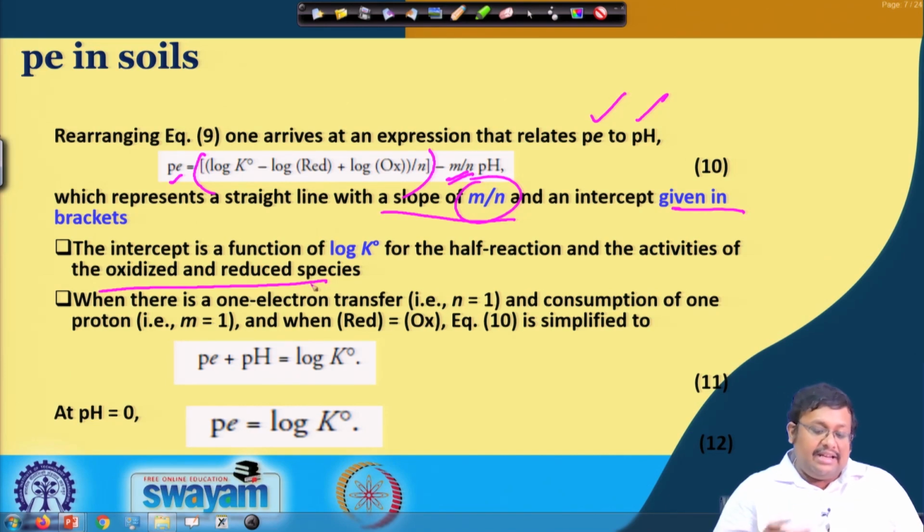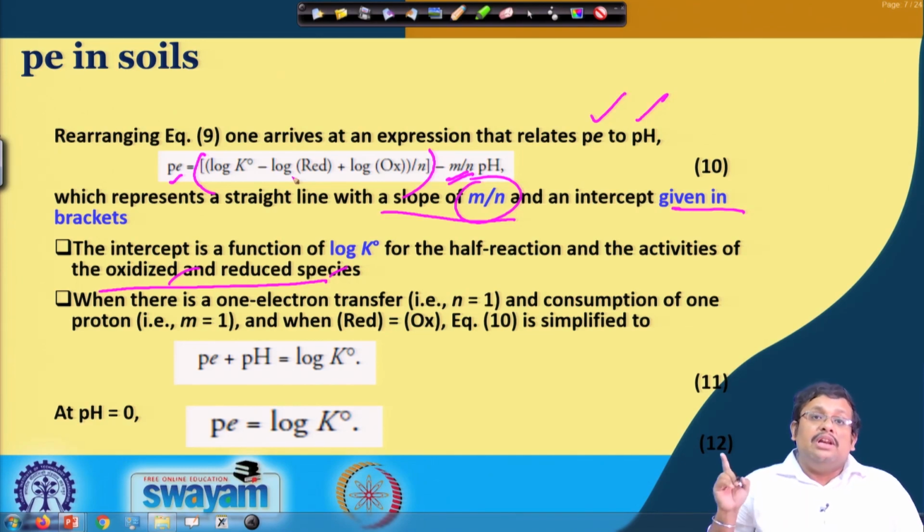Now, for calculating this log K0, we have already calculated it in our previous modules. So, you can see that the intercept, which is basically a combination of these terms, depends on log K0 for the half reaction and also the activities of the oxidized and reduced species, as you can see in the parenthesis: concentration of reduced species as well as concentration of oxidized species.